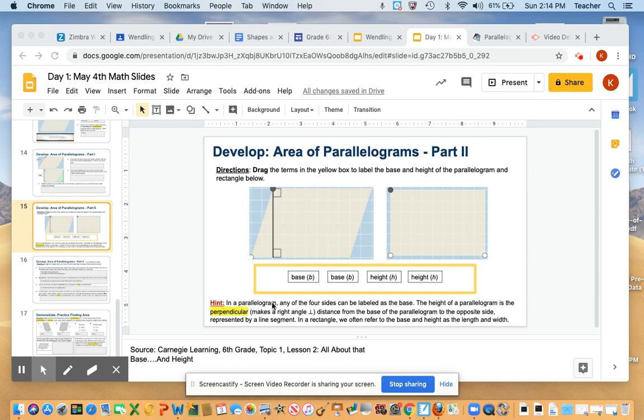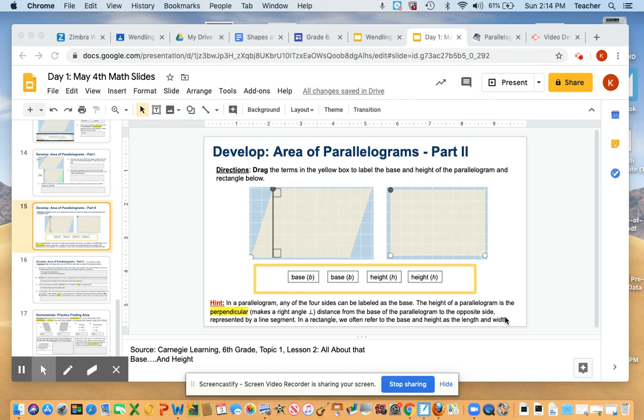Hint, in a parallelogram, so this first one, any of the four sides could be labeled as the base. The height of the parallelogram is the perpendicular, which means it makes a right angle, distance from the base of the parallelogram to the opposite side. Represent it by a line segment. In a rectangle, we often refer to the base and height as the length and width.